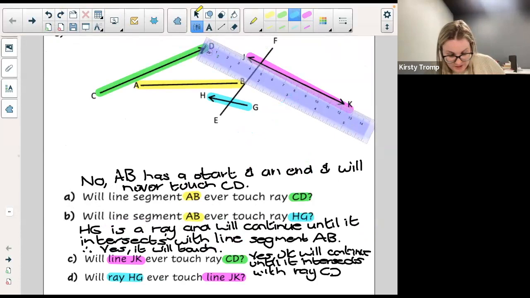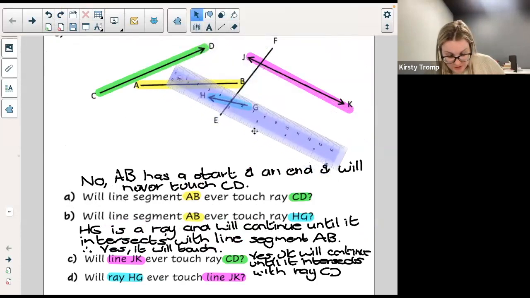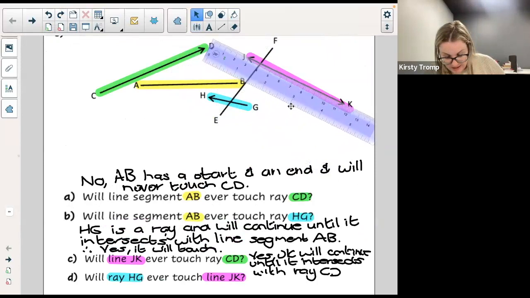All right. So there is my JK. My line is already on it for you. And I'm trying to see if it's going to intersect or if it's going to touch with line HG. It's going to intersect. Well done in the chat. No, never. Okay. Why not?